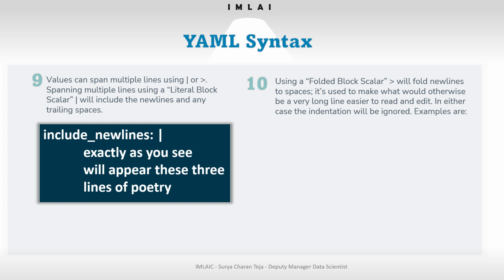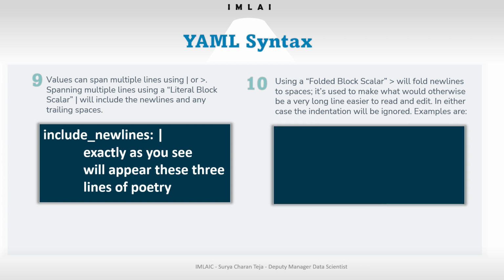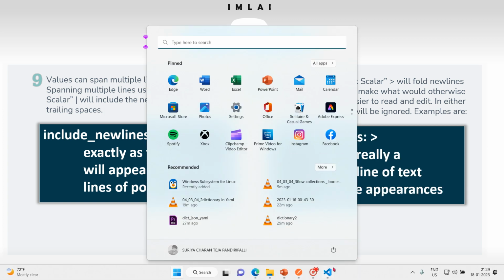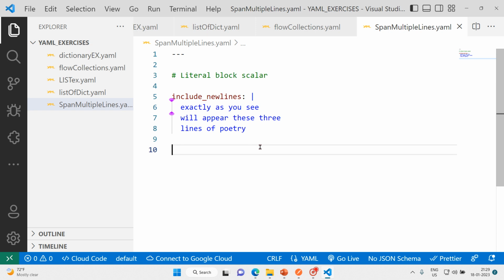So let's look into this example. In either case, the indentation will be ignored. The example is fold new lines, that's the key. And then the symbol we have used. This is really a single line of text despite appearances. Yes, let's do that. So this time it's the folded block scalar.